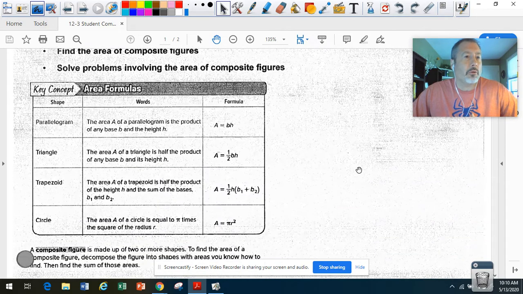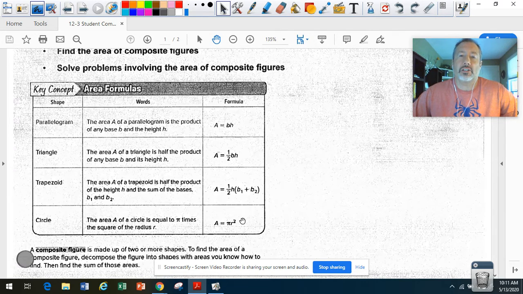We have some of our formulas here. As you know, a parallelogram: when finding the area of a parallelogram, we use area equals base times height. The area of a triangle is area equals 1/2 times base times height, or base times height divided by 2, whichever way you'd like to solve that. Then you get into your trapezoid. Remember, the area of a trapezoid equals 1/2 times the height times the quantity base 1 plus base 2. And then finally, our circle is area equals pi r squared.